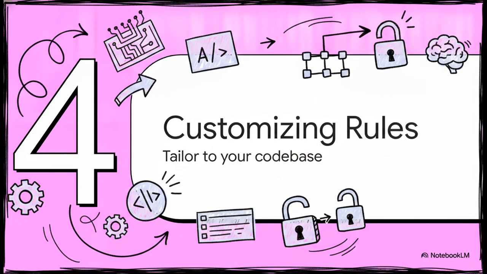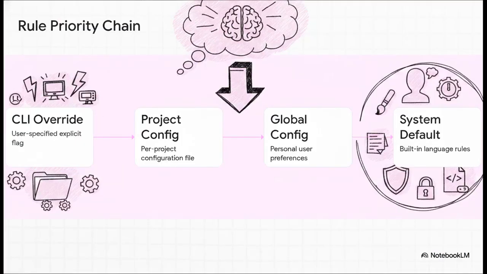Section 4. Customizing review rules. How to tailor this to your codebase. So, Open Code Review uses a really neat 4-layer priority chain to resolve its rules, and it operates strictly on a first match wins basis.